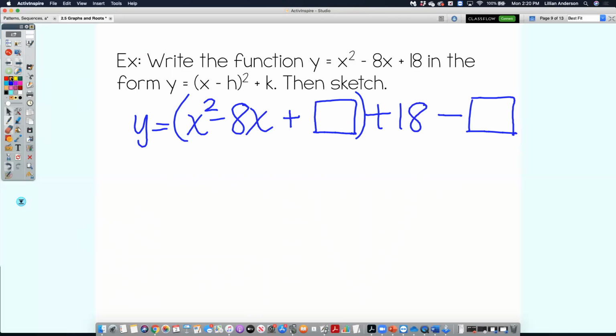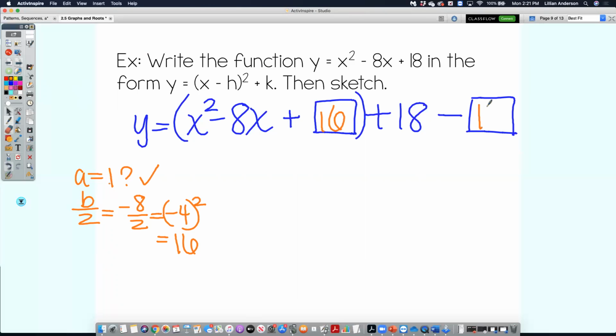Is a 1? Yes. Let's take half of b. What's b? -8. What's half of -8? -4. Square it. What do you get? That's the number that I'll add here, but I subtract here.